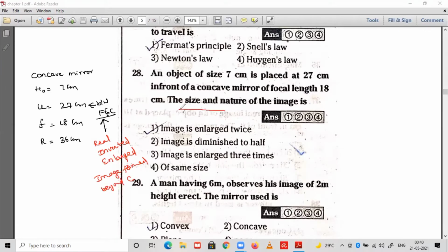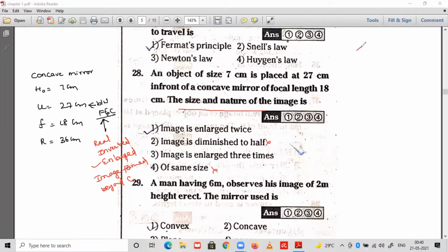Now let us see the question. The size and nature of the image is. So it will be an enlarged image, and enlarged means we need to check the other options. Image is enlarged twice, image is diminished to half, so this option should be eliminated. Image is enlarged to 3 times, so option 2 and option 4 are eliminated, but we have to solve it to get the option.